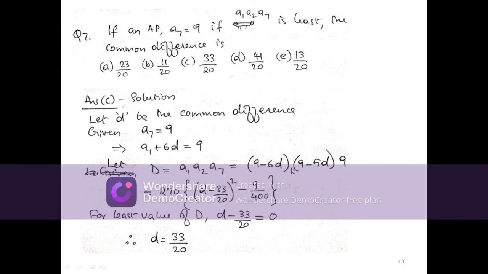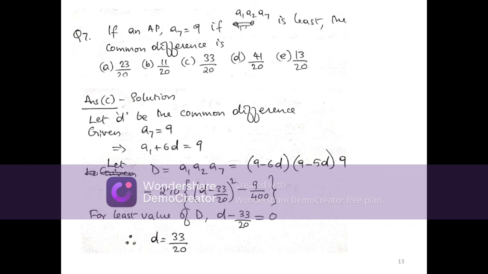When you simplify this, what you need to do is take 9 out of each term. So you will have 9 into 1 minus 6 by 9 into d into 9 into 1 minus 5 by 9 into d. Okay, so 9 3s again. You have to simplify it, and you will get this term: 270 into d minus 33 by 20 whole square minus 9 by 400.